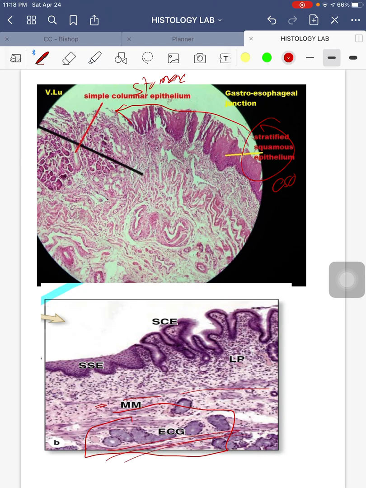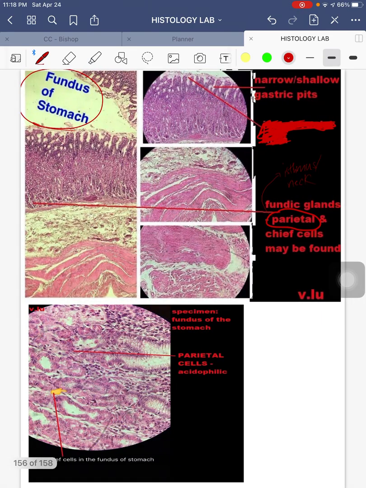So here, a tip for you to identify this easily is if you look at the lining epithelium, there's an abrupt change. Okay, abrupt change. And if you look at the lower submucosal area, you see glands there. So identify the specimen, gastroesophageal junction. Okay, identify structure pointed at is your esophageal cardiac glands. Okay, we'll proceed to the second to the last specimen, which is the fundus of the stomach.